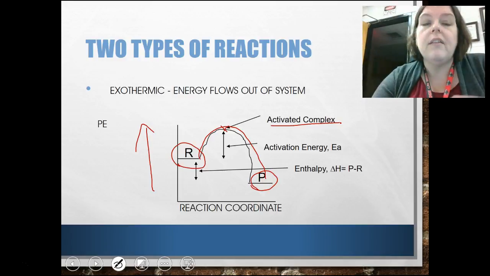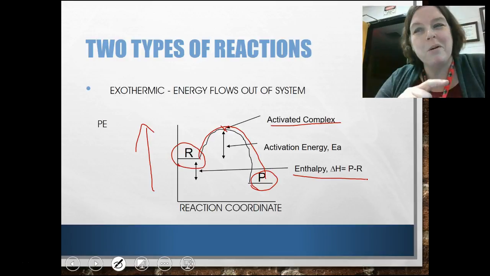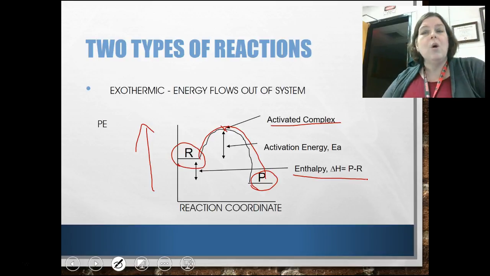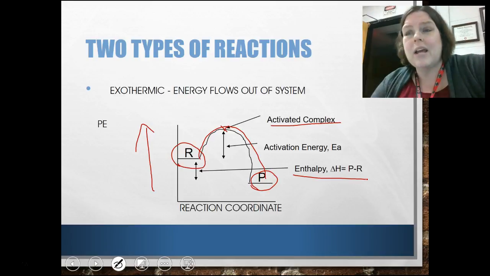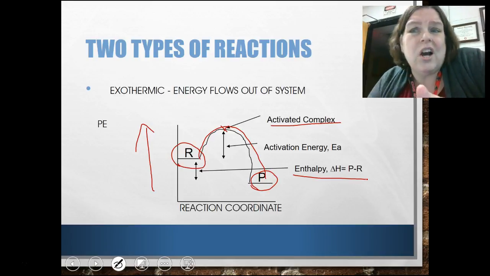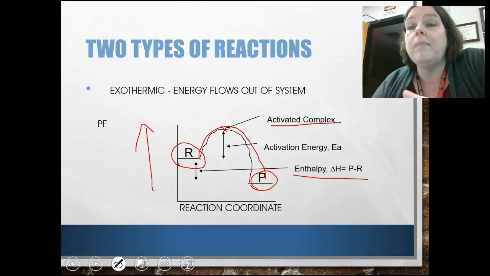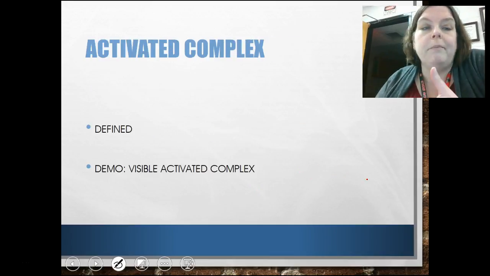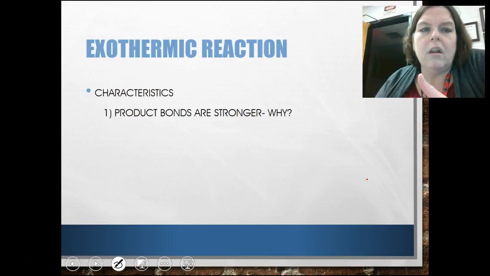And then the final thing that we need to talk about is, where is the enthalpy? The enthalpy is the difference between the reactants and the products' energy. Remember, we talked about that a few minutes ago, right? Products minus reactants. So the only thing that we're really worried about when we're worried about enthalpy is the difference between those two. We're not worried about how it gets there or why it gets there. We've just talked about the activated complex, but we're not worried about that because ultimately all we want to worry about is the difference between those two when we talk about enthalpy. Okay?